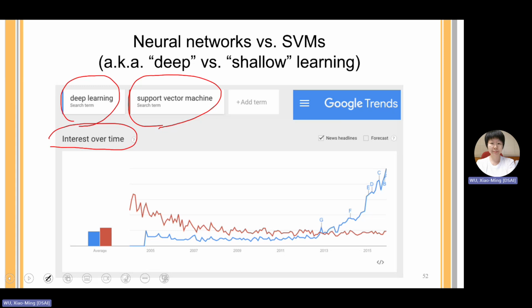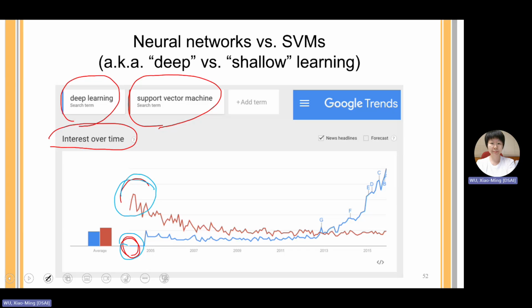So at this point, at the beginning of the 21st century, which I believe most of you were born around, you can see SVM is the highly preferred model compared to deep learning. No one used neural networks around that time because they just didn't work.